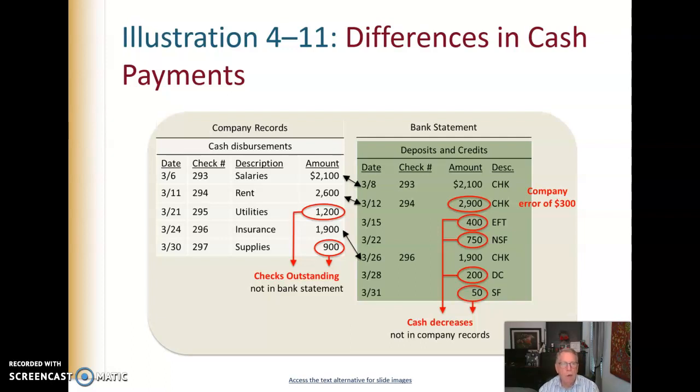All right. Over here, though, we find some other things. The company made an error of $300. Here we have some electronic funds transfer of $400, not sufficient funds of $750, $200 of debit card use, and a bank service fee of $50.